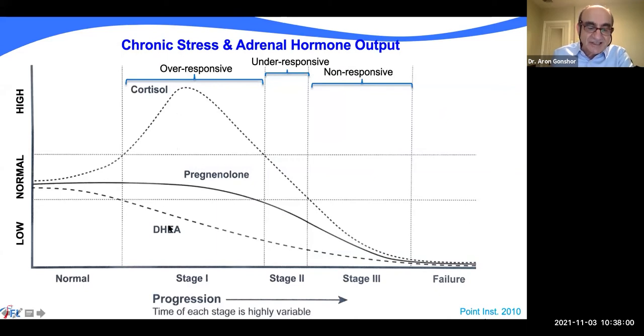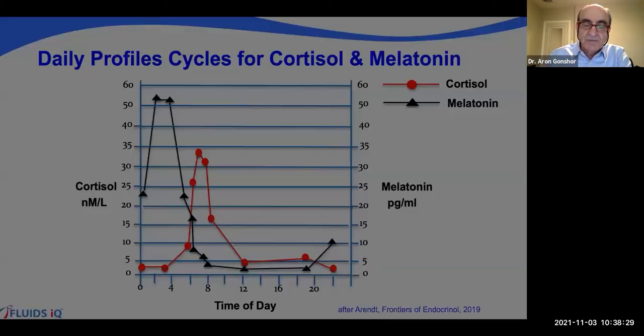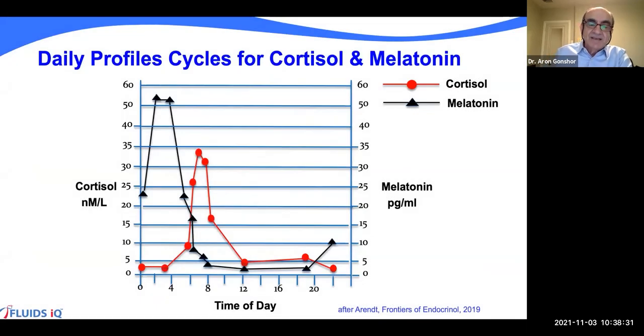You can look at the classic stages, stage 1, 2, and 3, in which cortisol over-responds due to chronic stress, moves through a decreasing amount of cortisol as well as pregnenolone and DHEA in the second stage. And the third stage, which you would rather not be in, is a non-responsive stage when cortisol is flatlining, meaning that the adrenals are just not producing the amount that they need. And we can look at these daily profiles.